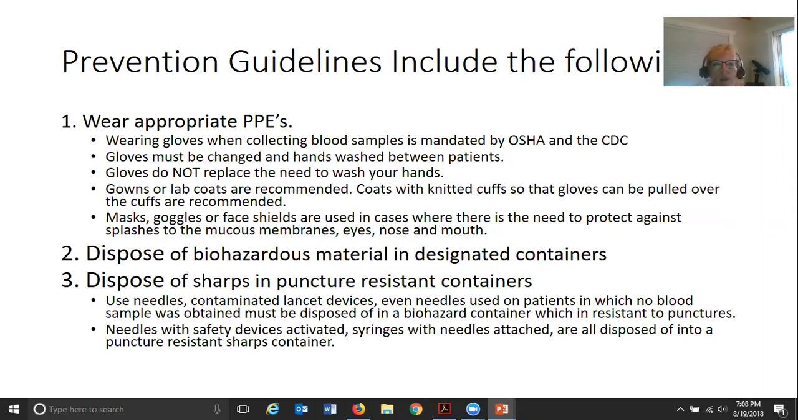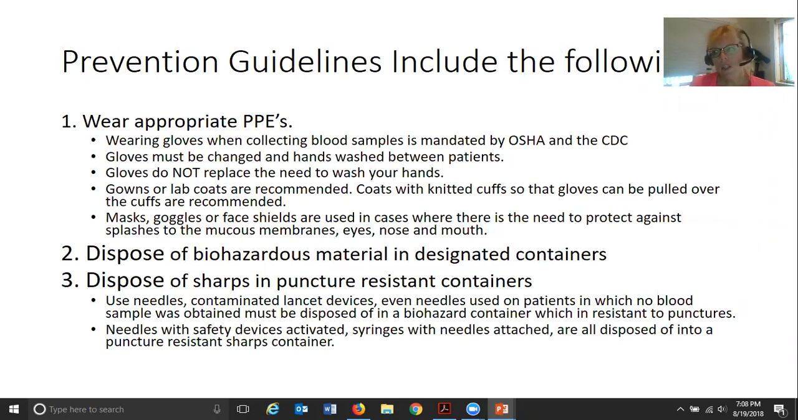If you think there may be splashes to the mucous membranes, eyes, nose, and mouth, then you need to wear masks, goggles, and face shields. Biohazardous materials, excuse me, my nose is itchy, speaking of sneezing. Dispose of biohazardous materials in designated containers. What's a biohazardous material? Anything that contains blood or body fluids is considered biohazardous material.